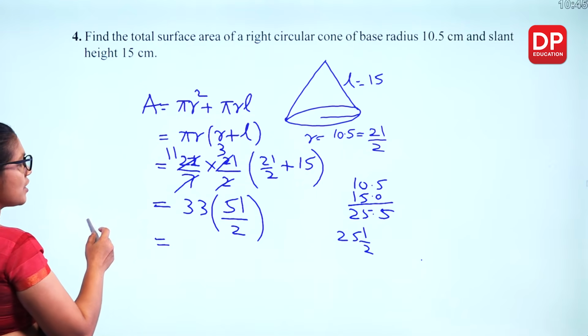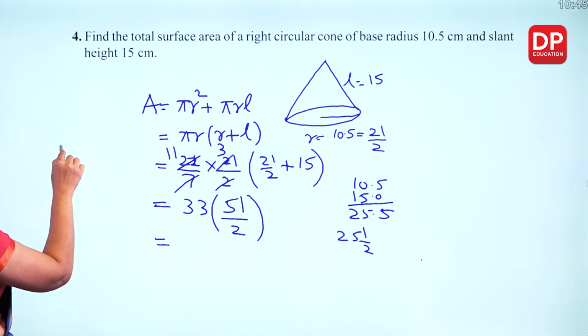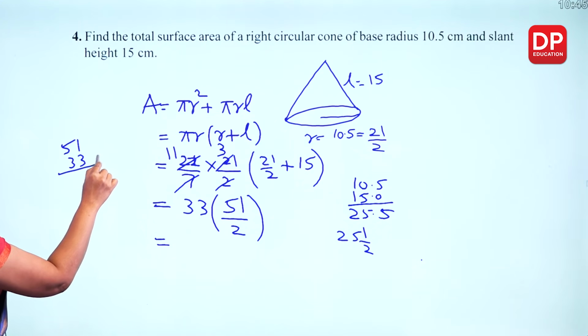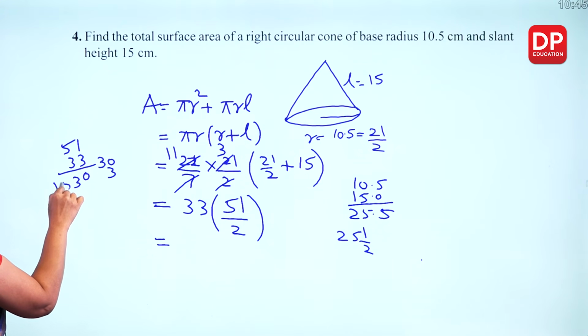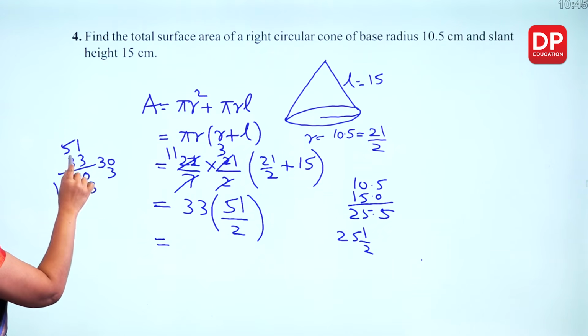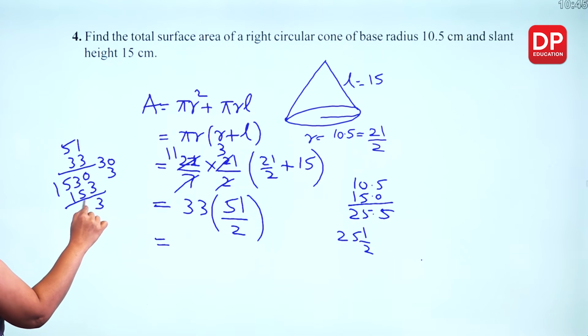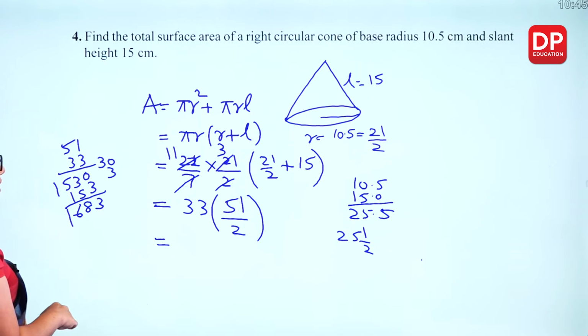So we'll do the calculations. 51 multiplied by 33. 30 and 3. 3 times 1, 3. 3 times 5, 15. So you can add it together and then divide this by 2.